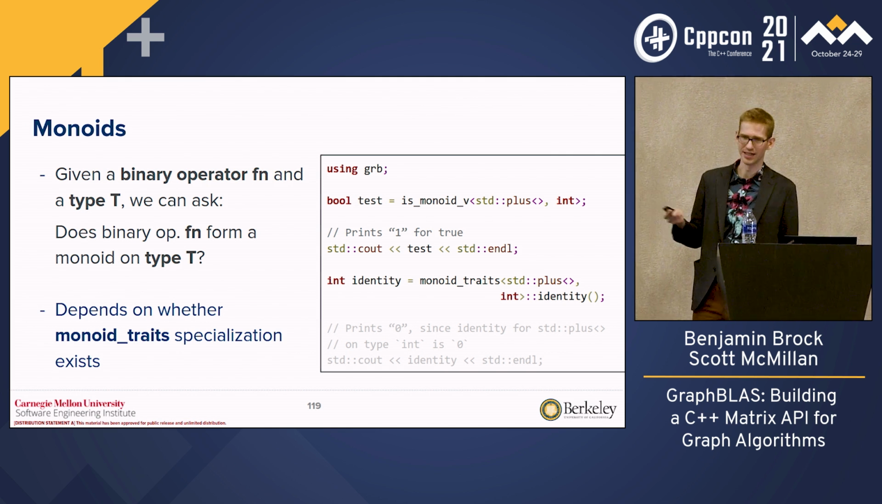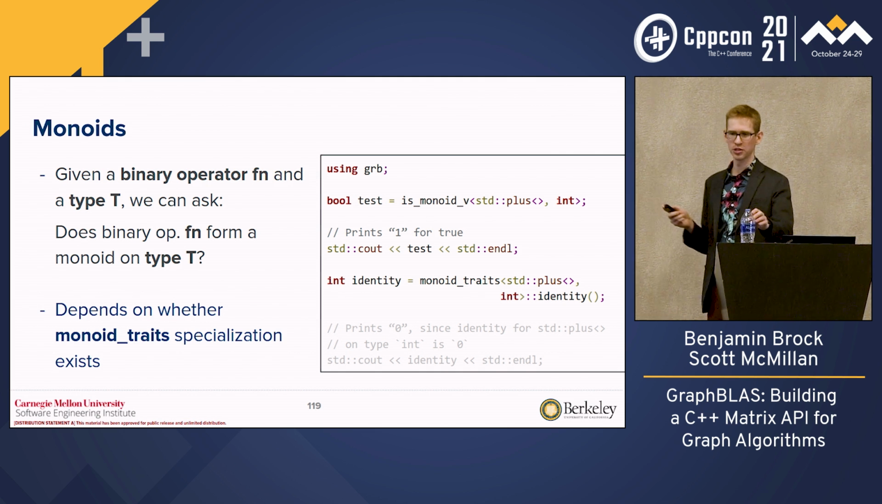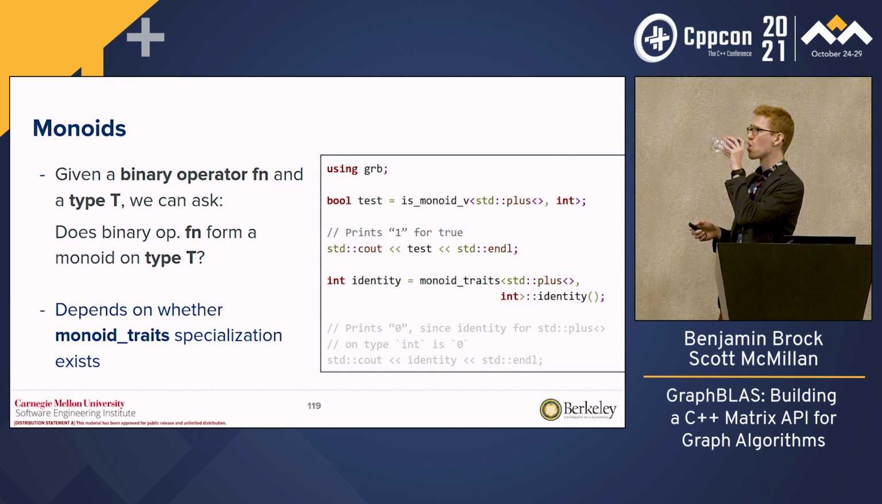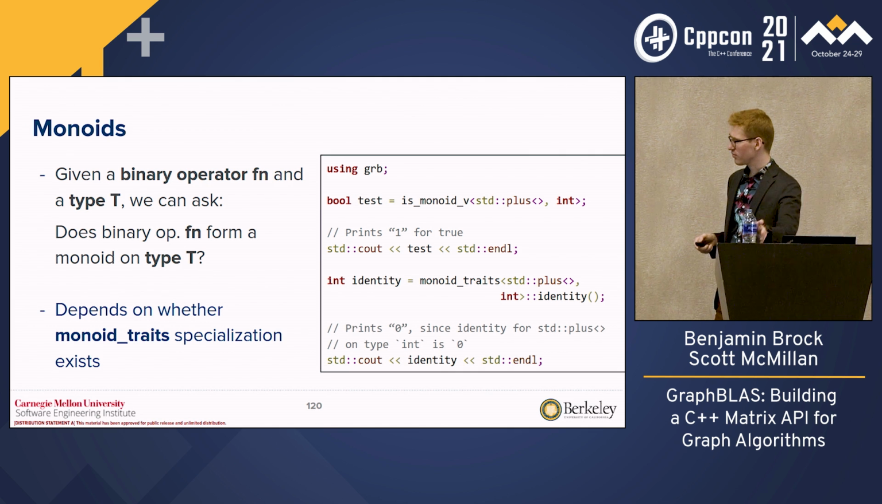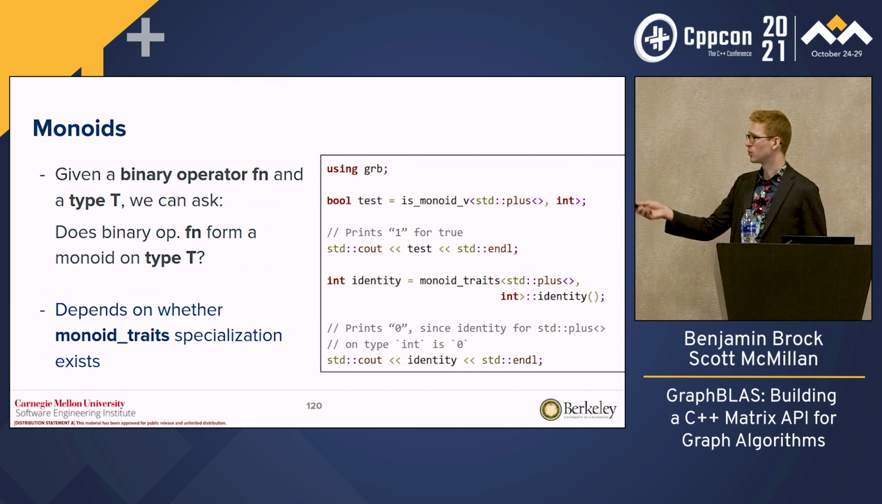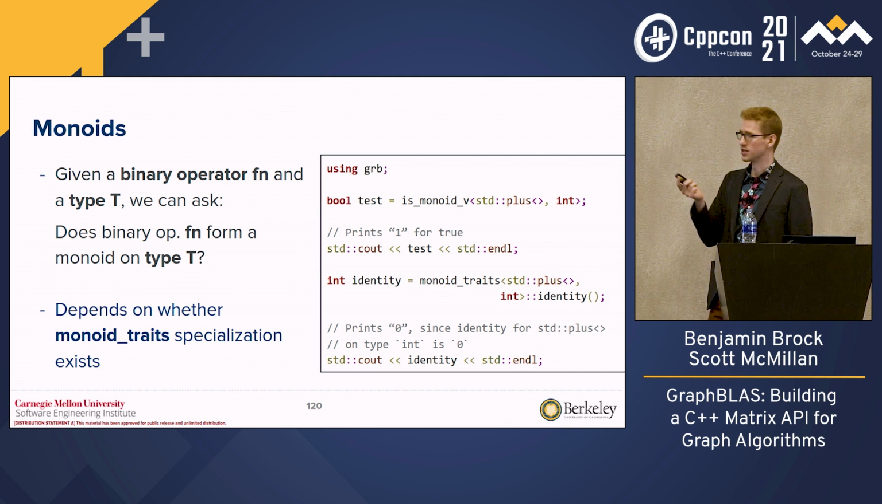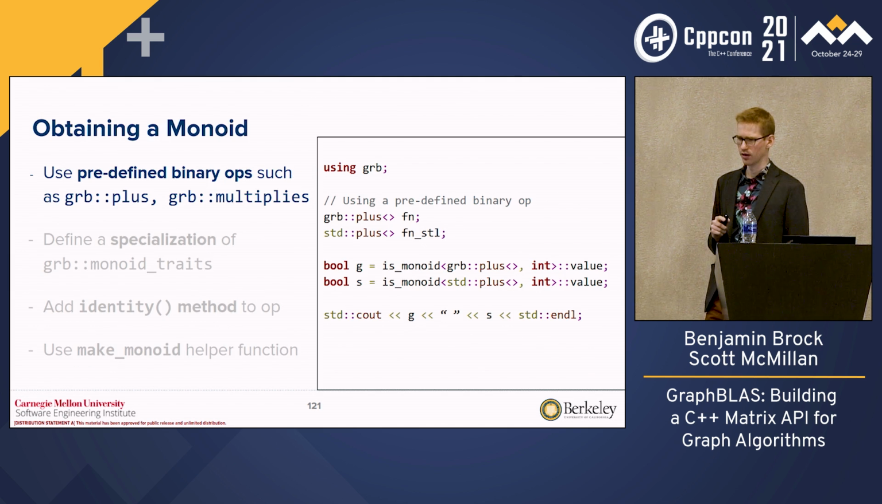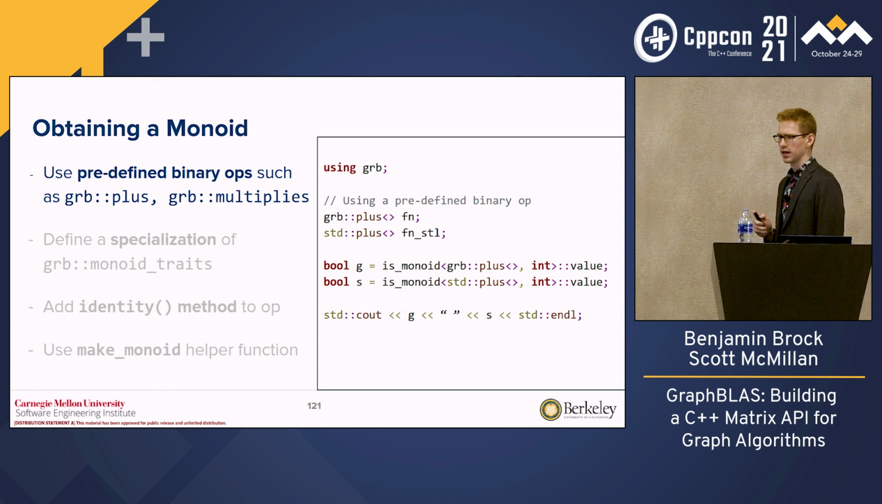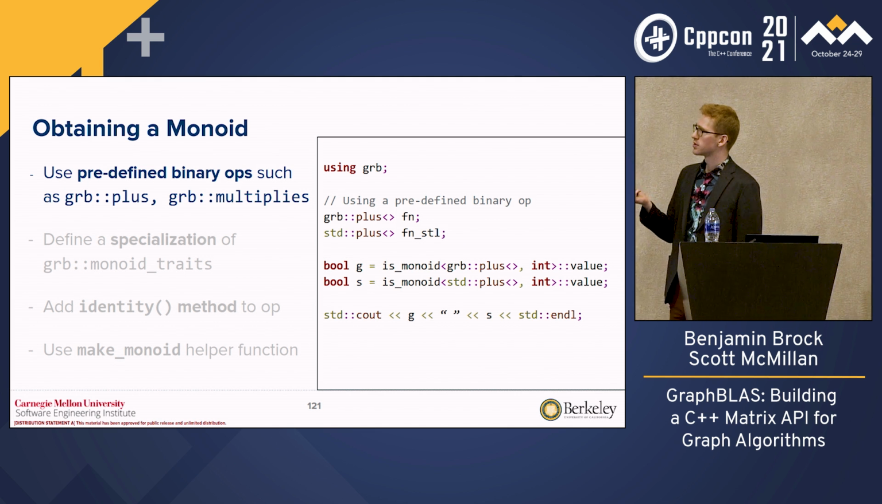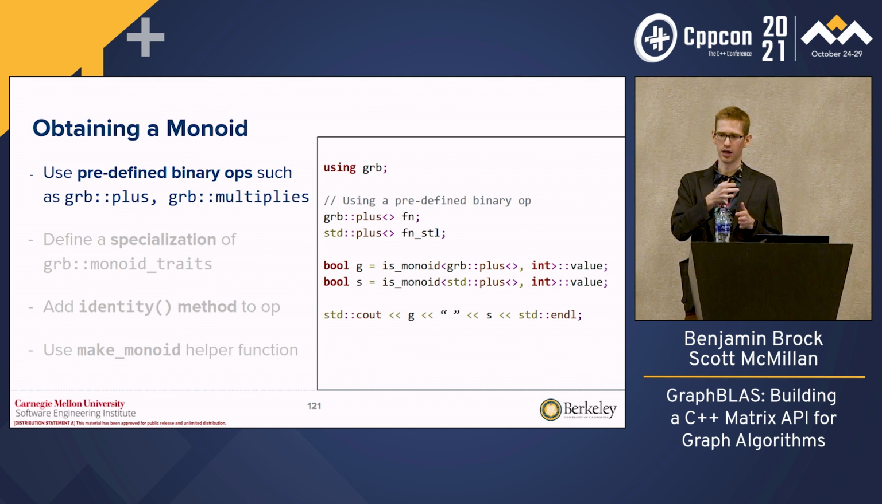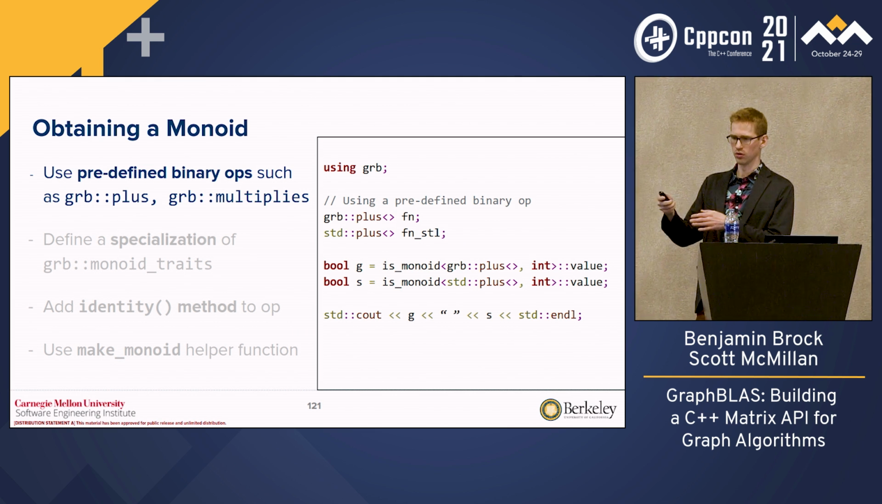Obviously, plus has a pretty boring identity, 0, but there are a variety of different algorithms that have interesting identities. So here, we can retrieve this identity, and then we would expect 0 to be printed out, because the integer 0 is indeed the identity for the monoid std plus on int. There are a number of different ways you can get monoids, one of which is using the predefined operators, both the std arithmetic operators and also slightly modified ones that we define.